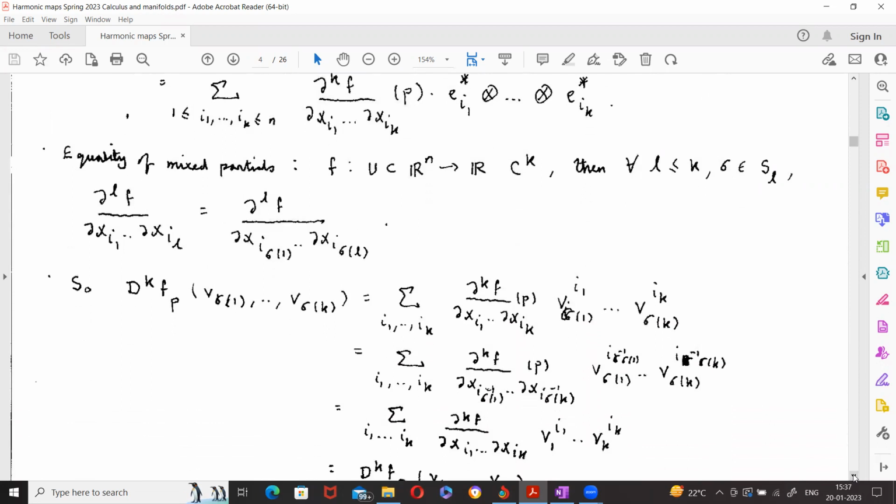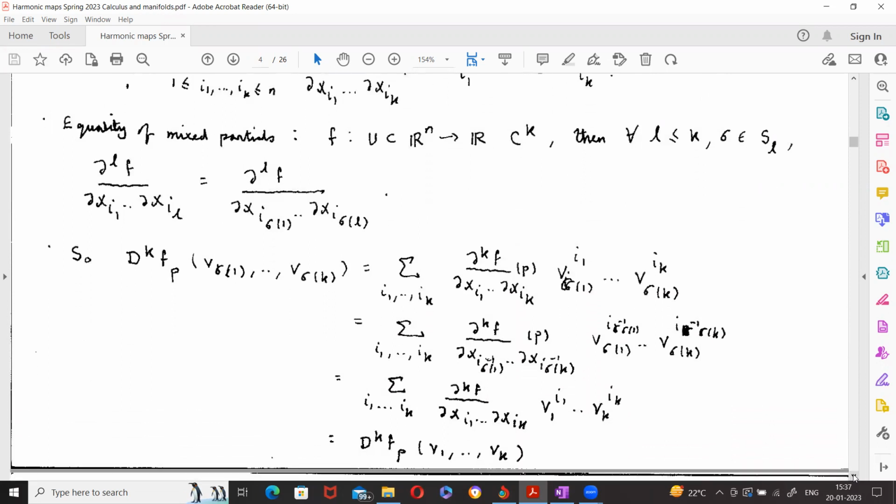And we know that we have equality of mixed partial derivatives, right? If f is C^k, where k is at least 2, so if I take any partial derivative of order L less than or equal to k, and I take any permutation sigma of order L, then the partial derivative ∂^L f / ∂x_{i1} ... ∂x_{iL} is the same as the permuted partial derivative ∂^L f / ∂x_{i_sigma(1)} ... ∂x_{i_sigma(L)}, right? Okay.